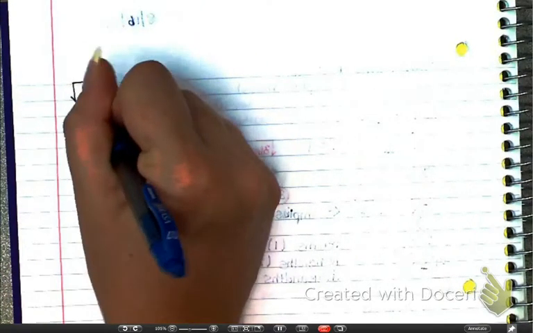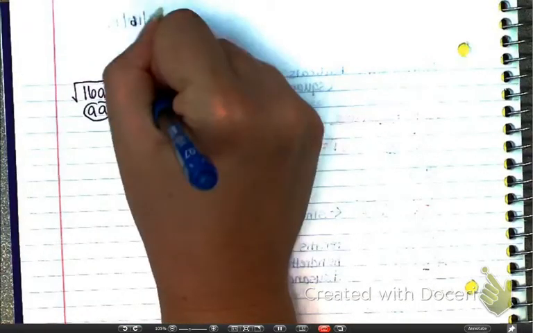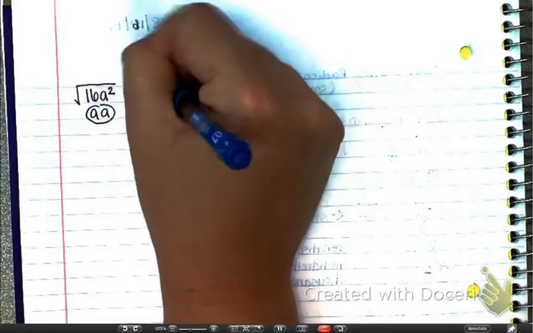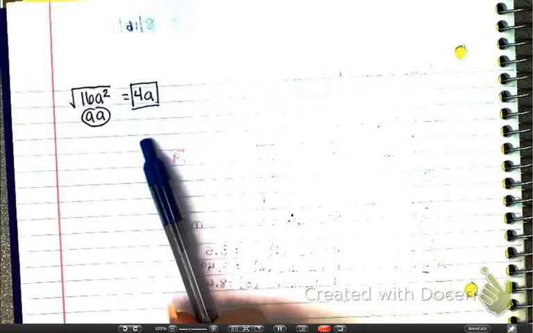Does anyone see a pair? Yes. What did we do with the pairs? We brought them out, right? Is there anything left over? Nope. So our answer is 4A. Because if I square 4A, guess what I'm going to get? 16A squared, right? Because 4 squared is 16. A squared is A squared.